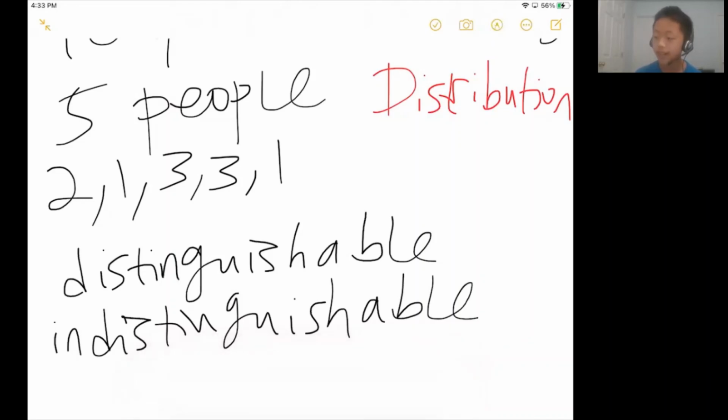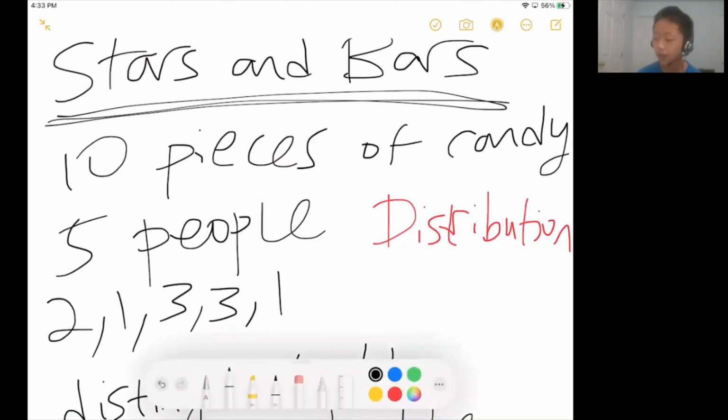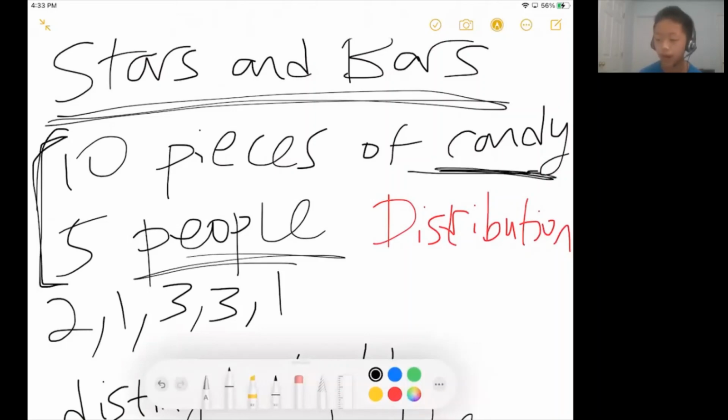So this technique, stars and bars, only works if we have distinguishable groups but indistinguishable objects. In this example with people and candy, the candy represents the objects and the people represent the groups. So in order for this technique that we're going to talk about to work, we have to assume that the people are different and the candies are all the same.